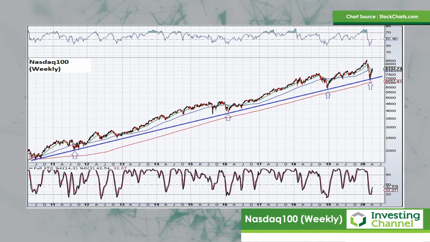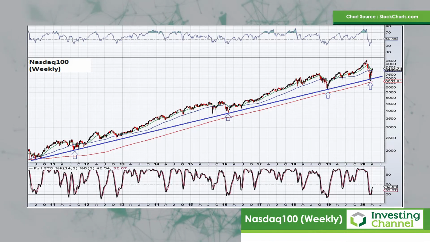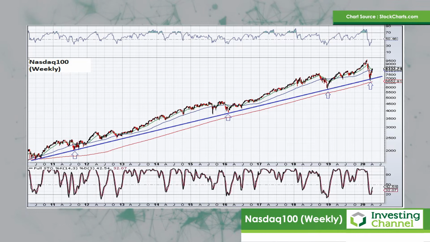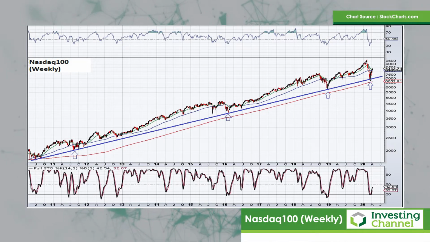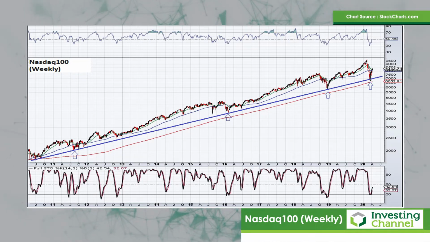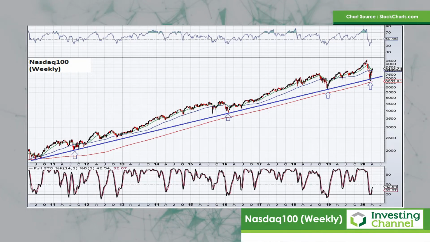The drop all the way down to just below 7,000 on the Nasdaq 100 was met with buying interest at the uptrend support, as you can see indicated by the arrows on this chart. And we've seen the market stage quite a big bounce off of that level over the last couple of weeks. So that's generally a bullish sign. But what's going to need to happen from here is for the market to continue. And that's the questionable part.